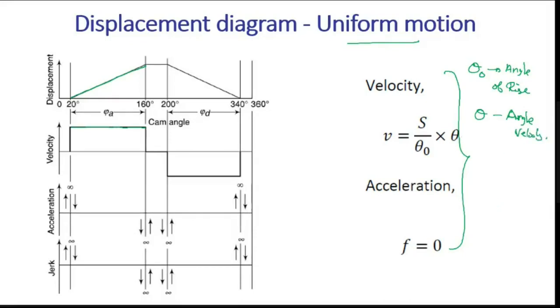In this case, velocity is constant, which means you just multiply with whatever the value. Theta will be theta naught, both are the same, so you will have only S. So you will have a constant line like this.